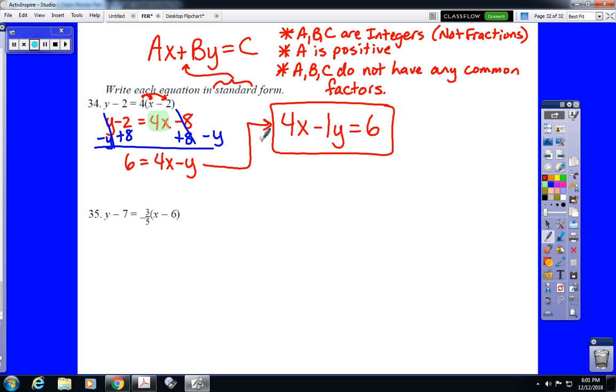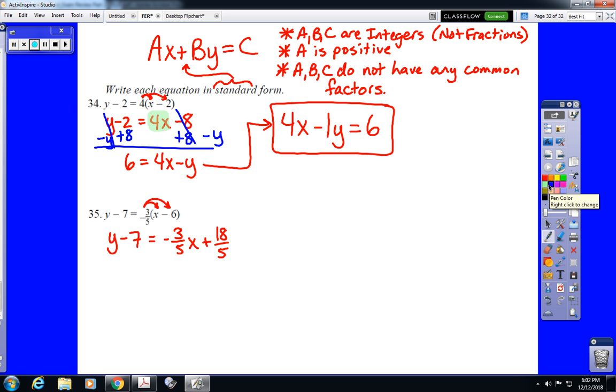All right, on number 35, we have a little bit different situation with that fraction. We can still start off the same way by distributing, so we do. That would give us y minus 7 equals -3/5 x plus 18/5. But Mr. Wills, you're not allowed to have any fractions. Yes, I'm aware of that.